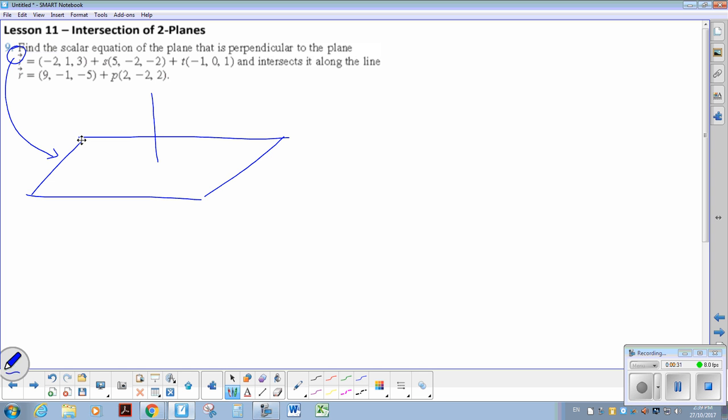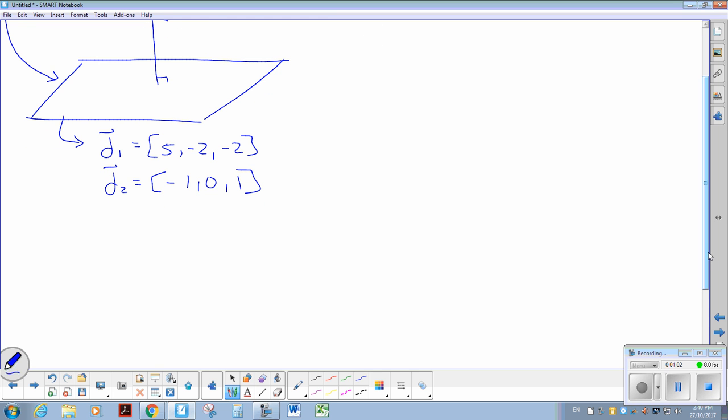That means that the normal to that plane is going to be a direction vector on my new plane. So let's start with that. From this plane, I've got two direction vectors. The first direction vector is (5, -2, -2). My second direction vector is (-1, 0, 1). So I can find the normal to the plane by taking a cross product. So we're going to do d1 cross d2.